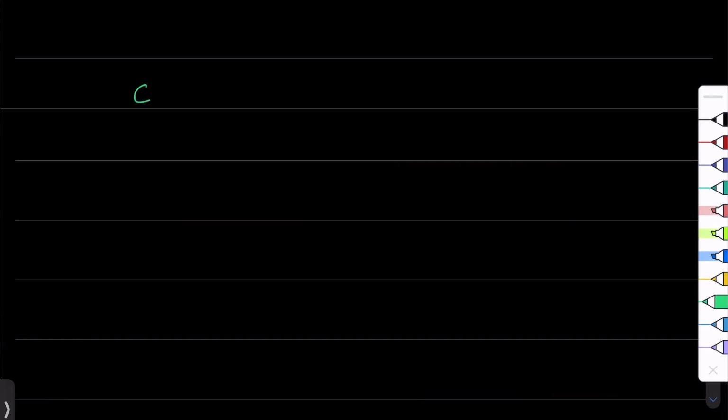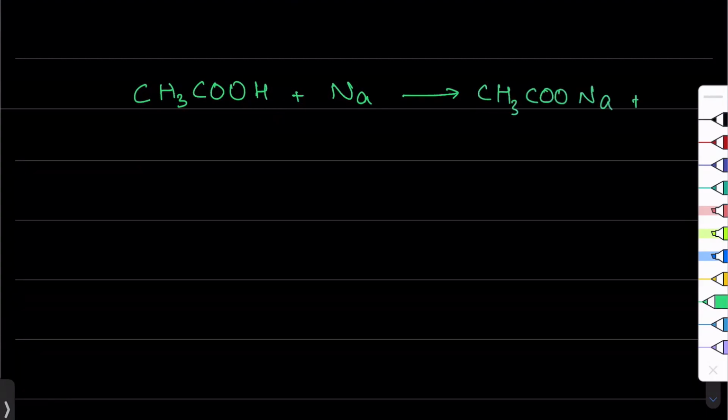So ethanoic acid is what? CH3COOH. So it reacts with sodium. So what happens? The H goes away in place of sodium, because again, remember, what do acids do? They give H positive. So Na comes in place of this. So you have CH3COONa and hydrogen gas. And then, of course, you balance it out. This is 2 hydrogen, this is 1. So you multiply this with 2, which makes you multiply this with 2, and then you multiply this with 2.